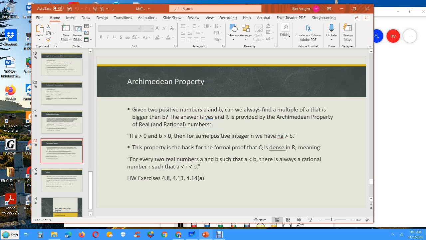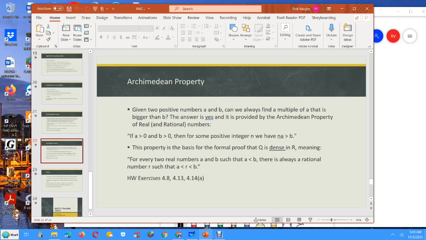We talk about the Archimedean property. Given two positive numbers, can we always find a multiple that's bigger than the other one? Well, yes. I mean, you can always get bigger. And this Archimedean property gives the basis of the proof that the rational numbers are dense in R. And what that means is that for any two real numbers, there's always a rational number in between them. They're infinitely close to each other.